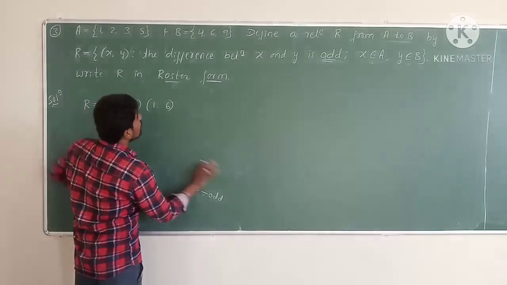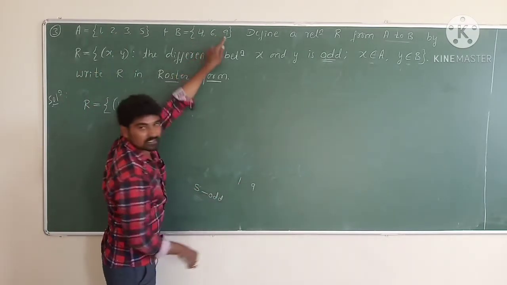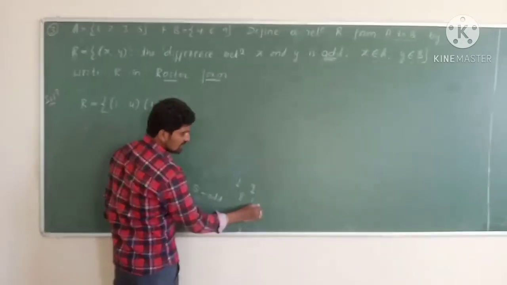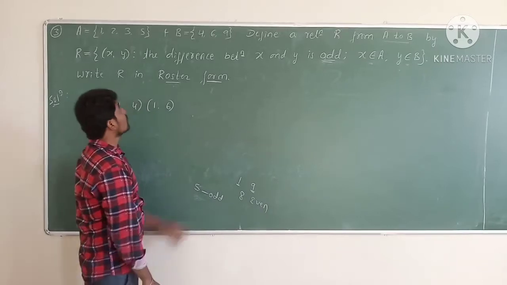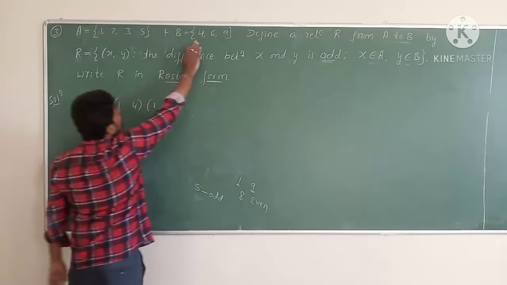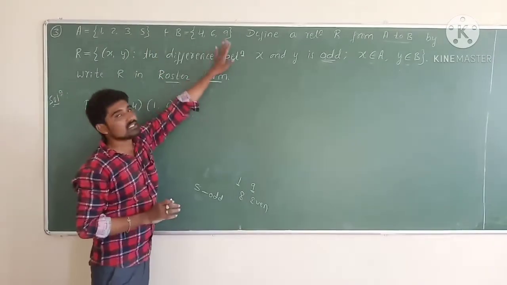Then 1 is related with 9 or not. The difference between 1 and 9 is 8. 8 is an even number. Therefore, 1 is not related with 9. So 1 is completed with all the elements which are present in B. We checked the elements of B for 1.